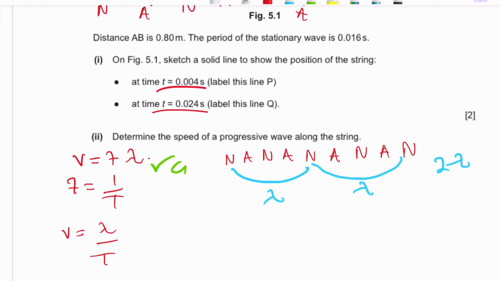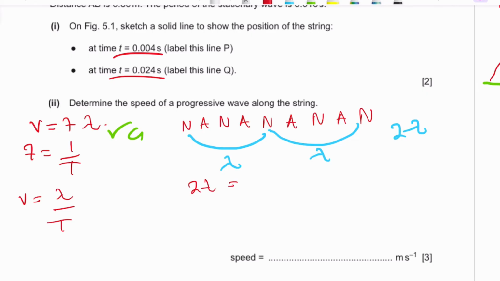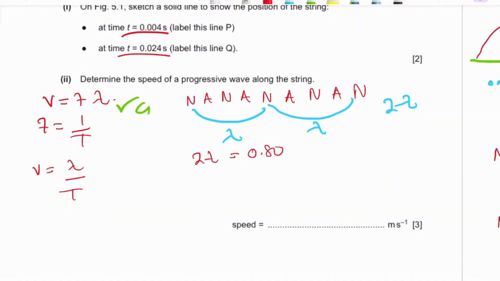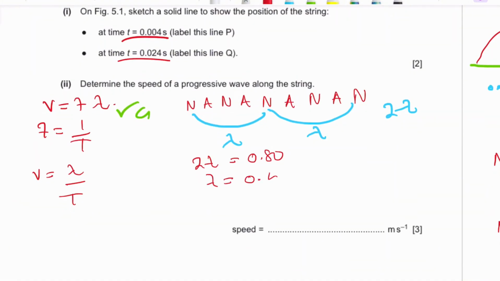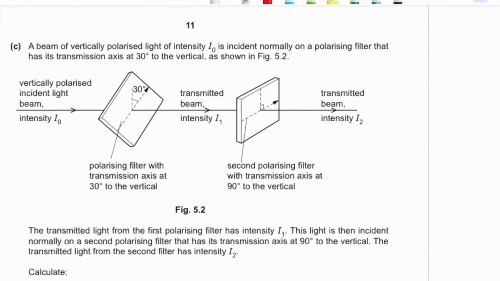So if I'm looking at this, 2 lambda is equivalent to my distance of 0.80, meaning that my lambda is basically 0.40. Essentially, that is my value of lambda. So my v would just be 0.40 divided by my period, 0.016. So basically that gives me a total speed of approximately 25 meters per second. So my speed here is 25. Move on to the next question.